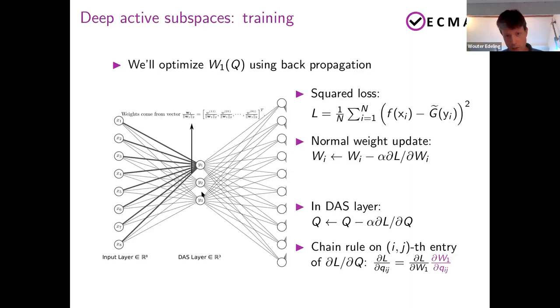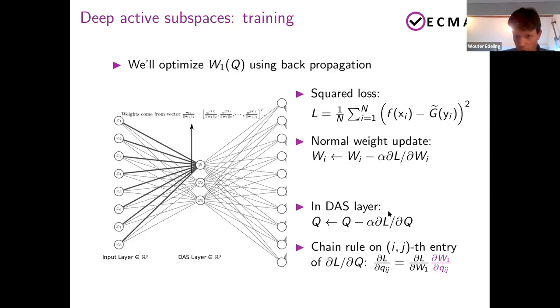However, here in the second layer, which I'm calling the deep active subspace layer, it's different, right? Because W1 is not random. It's parameterized. It has to be orthonormal. So I have to optimize with respect to Q first. And so this will be my update step, where alpha is the learning rate that you can estimate somehow. It's not really important here.